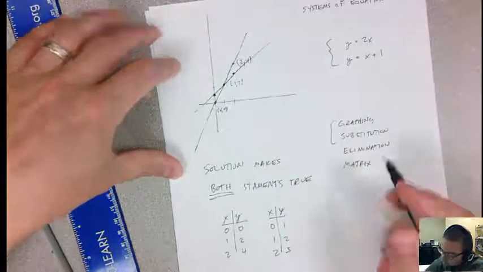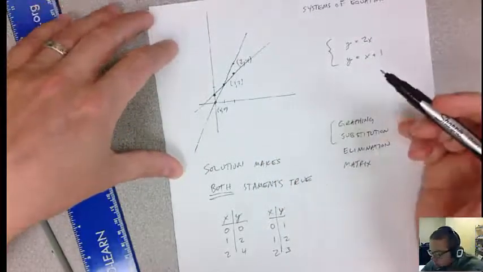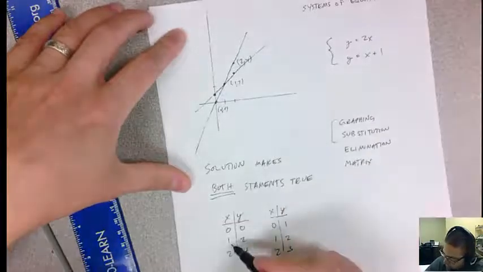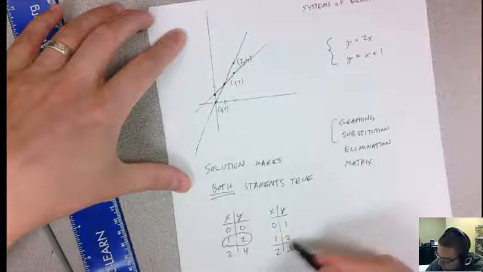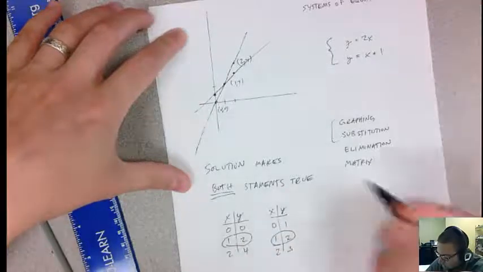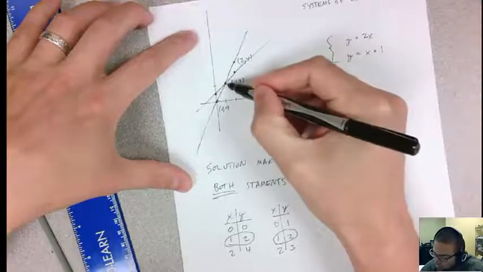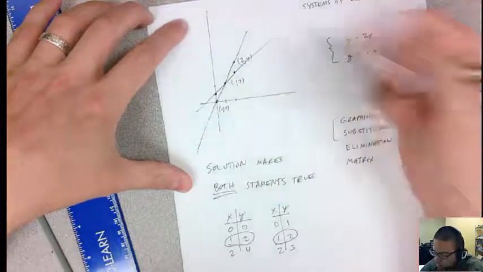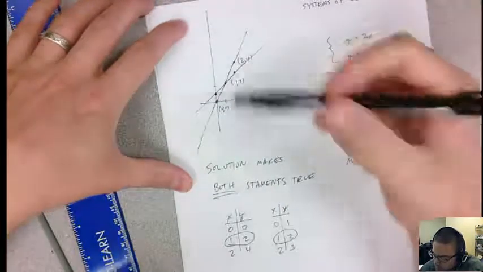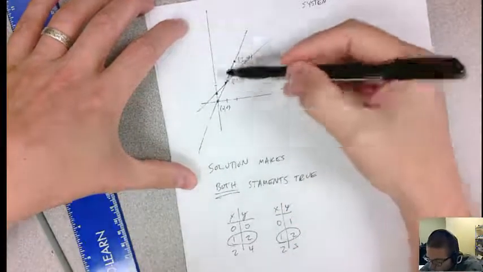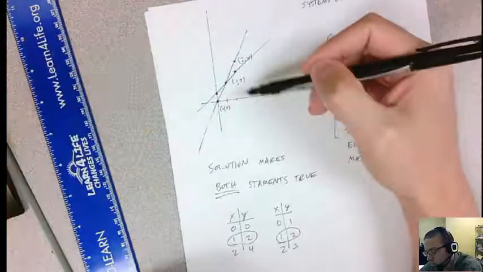Okay, so you want to find a value for x and for y that make both equations true. Well, I can see in the table right here that 1 and 2 are on both lists, right? And you can see on the graph that 1, 2 is that intersection point between those two lines, right? So that's what a solution is. A solution is an intersection point that shows where the lines cross, right?